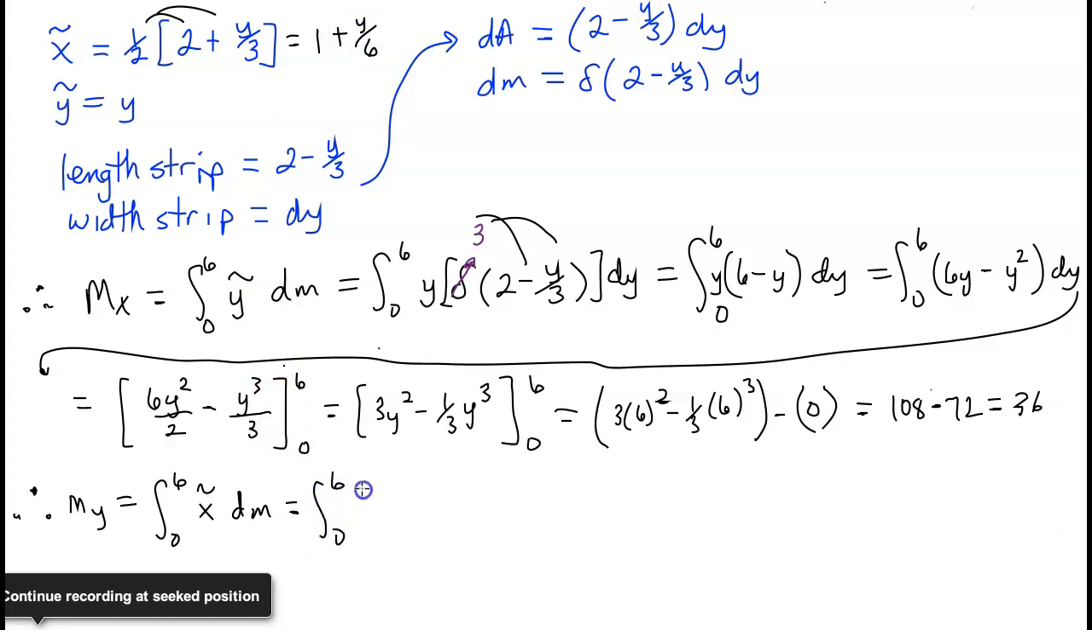So the x tilde is just going to be 1 plus 1/6 y, multiplied times dm. And that dm is going to be the density, which we've already said is 3, so I'm just going to go ahead and implement it there. And I'll just write this here. So we said that that was 3, and this is going to be 6 minus y dy. And so this dm will be 3 times 6 minus y, and dy there, okay?